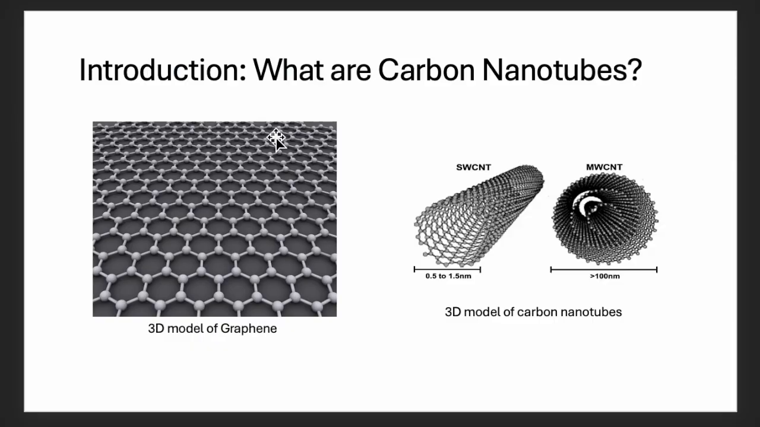So, what are carbon nanotubes? They're essentially rolled sheets of graphene. They make up an entire single molecule of all carbon atoms. It's essentially an allotrope of carbon. It makes up a hexagonal lattice that's rolled. We have two types over here, single-walled and multi-walled.